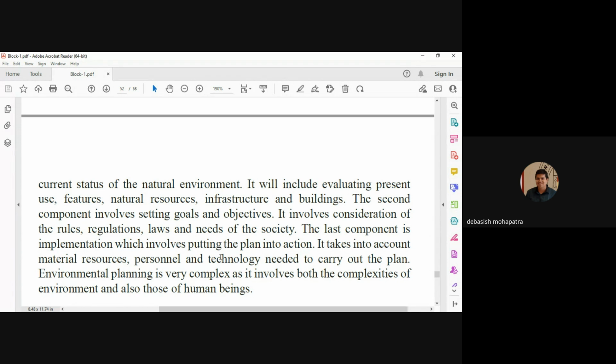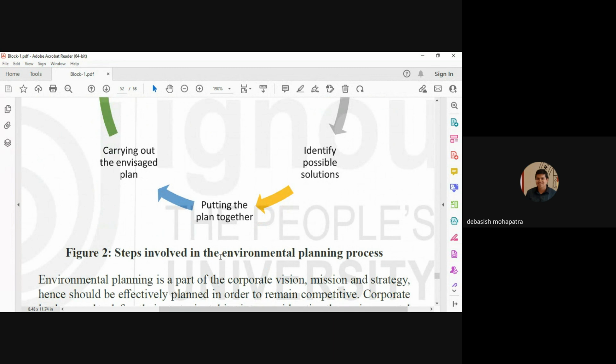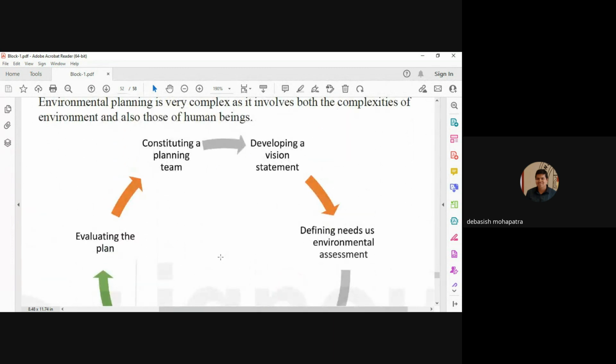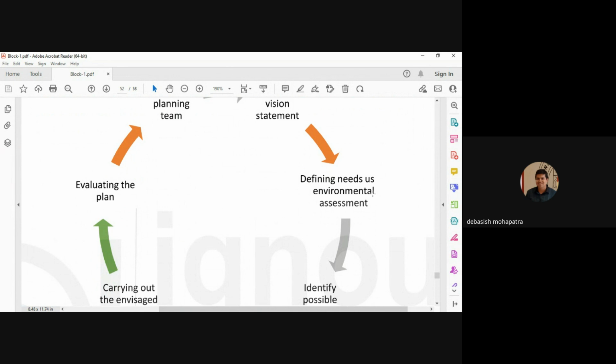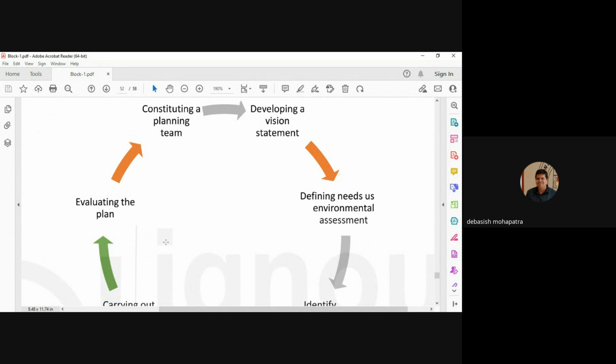It takes material, resources, personnel and technology needed to carry out the plan. Environmental planning is very complex and it involves both the complexities of the environment and also those of human beings. The steps involved in environmental planning progress: first is constituting a planning team, developing a vision statement, defining needs using environmental assessment, identifying possible solutions, putting the plan together, carrying out the investment plans, then evaluating the plan.